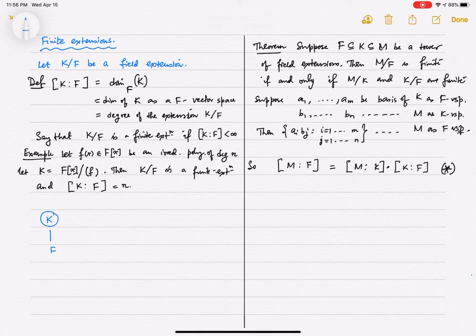The bigger field becomes a vector space over the smaller field. So it has a dimension, maybe infinite, but it has a dimension. This dimension of K as an F vector space is called the degree of the extension. And we say that this extension is finite if this degree is finite. So these are the kind of extensions we are looking at.